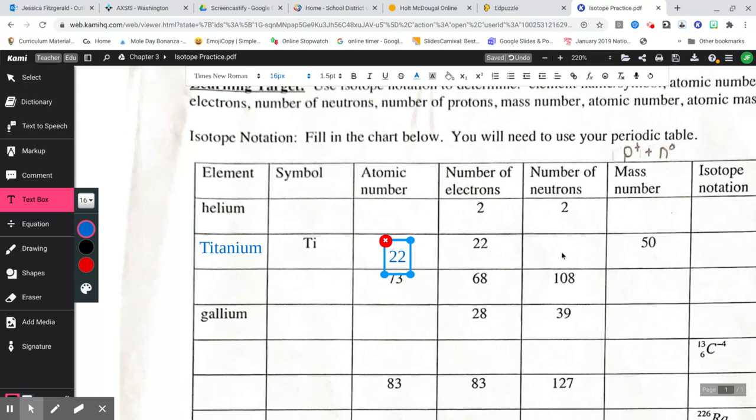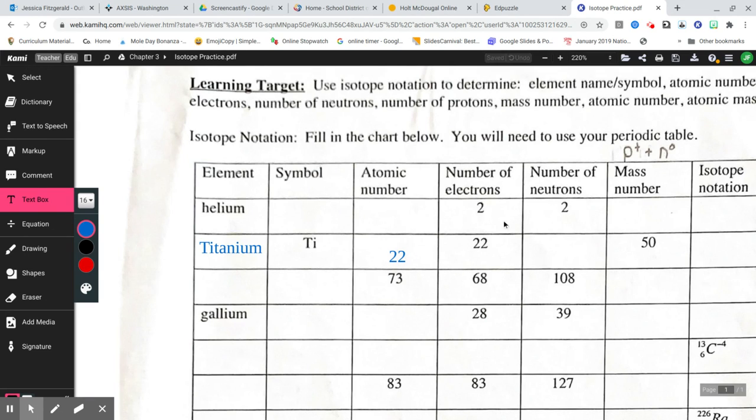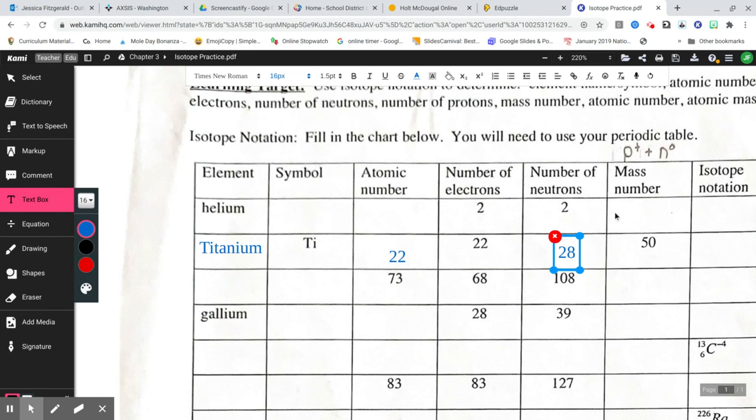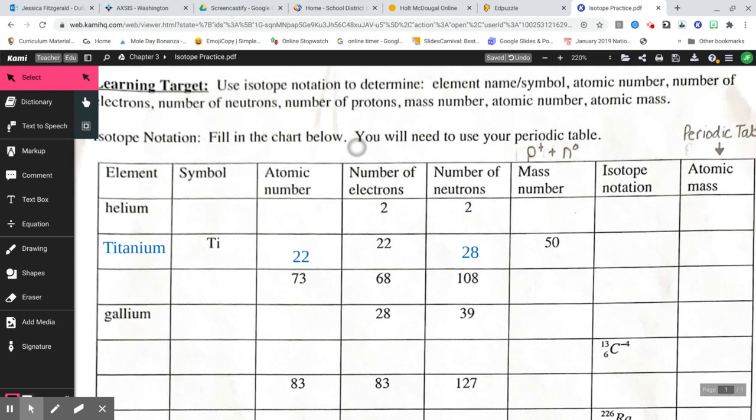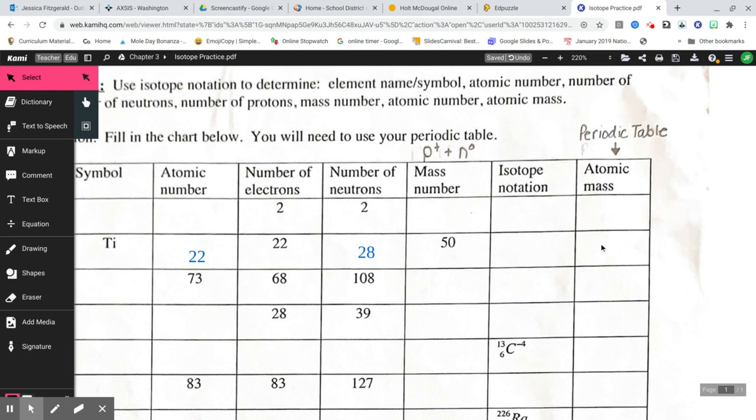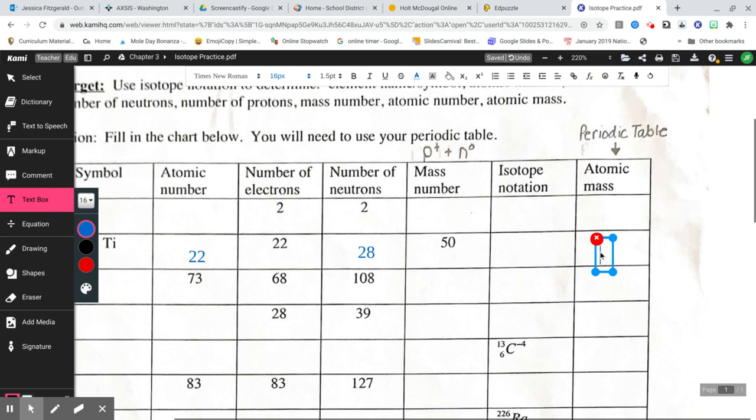Our number of neutrons is where we take our mass number, 50, minus our number of protons or atomic number, which is 22. So 50 minus 22 gives us 28. The atomic mass for titanium that appears on the periodic table is 47.867. So this is actually going to be an isotope because the atomic number and the mass number are different.